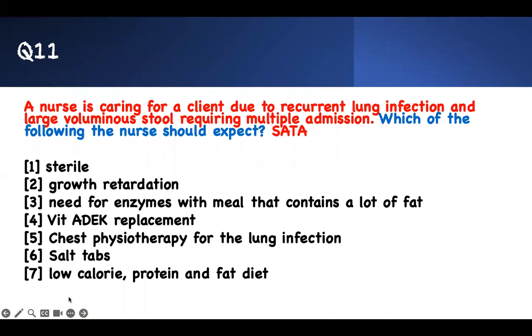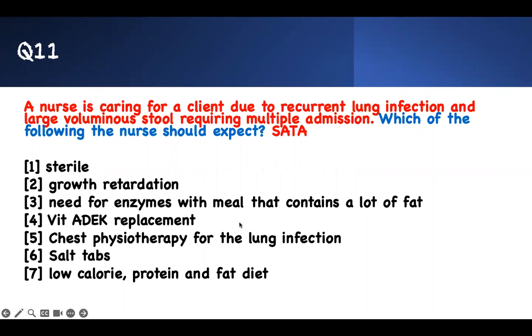Number, I made a mistake. Number 10, I think it's 10. What is the problem? Select all that apply. Which of the following should the nurse expect? Select all that apply. A nurse is caring for a client due to recurrent lung infection and a large voluminous stool requiring multiple admissions. This is a case form, shortened. I don't want to make a long case, but look at it.